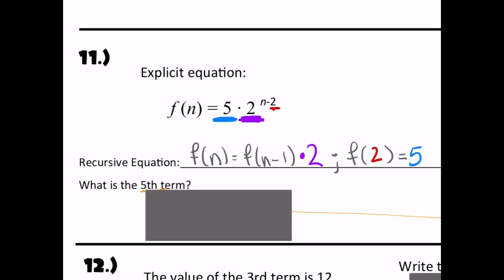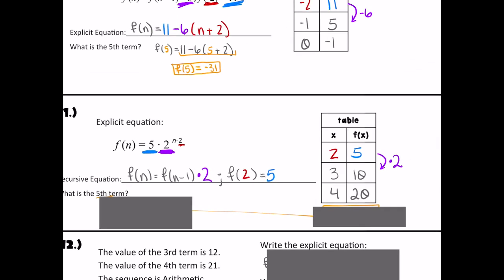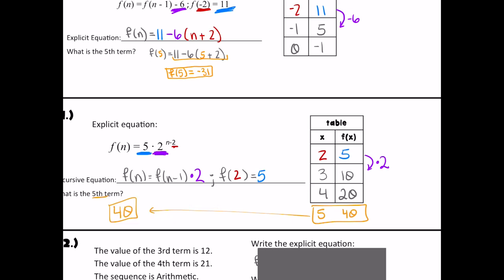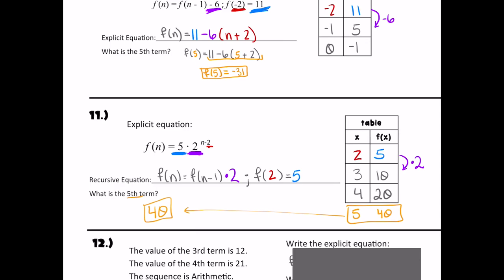So this time it's asking us what is the fifth term. So this time we're actually going to use the recursive equation just to figure out the next one, because we already have 2, 3, 4. So the next one would be 5. So what would be 5's number partner? It's going to be 40. So our fifth term, which again, we use the recursive technically to do it, is 40.